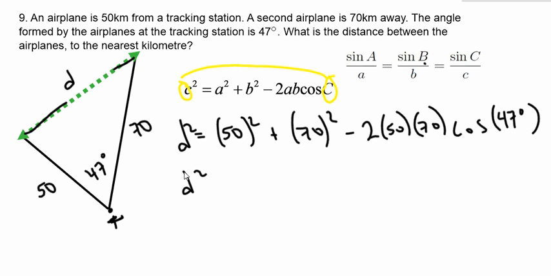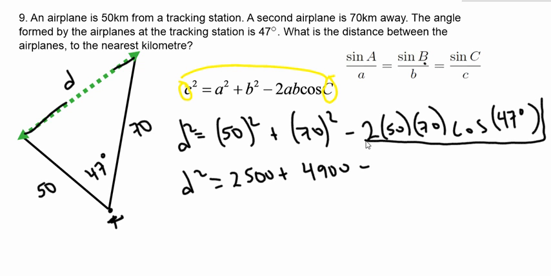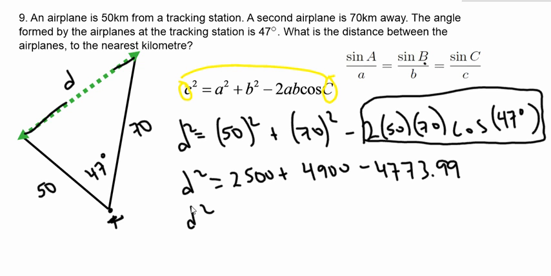So 50 squared, first of all, is 2,500. 70 squared is 4,900. Minus, now all of this stuff here is multiplied together, right? So everything here needs to be multiplied together, so you can do it all at once in your calculator. I'm going to do cosine 47 equals, times 70 times 50 times 2. And that gives me 4773.99.